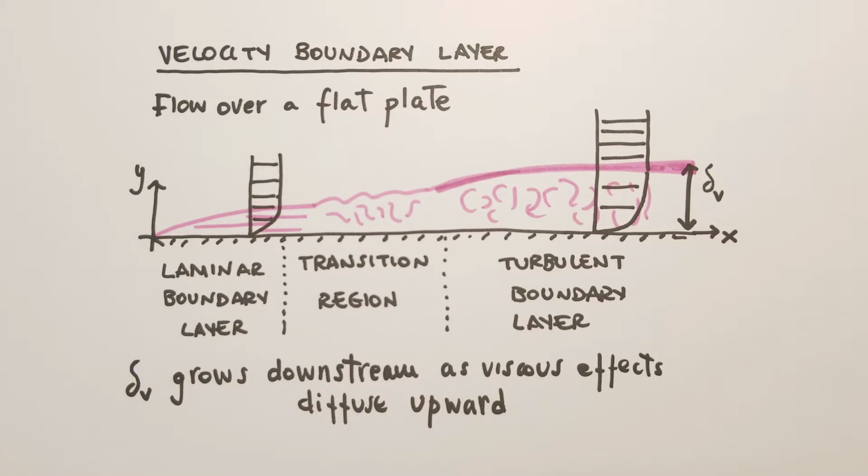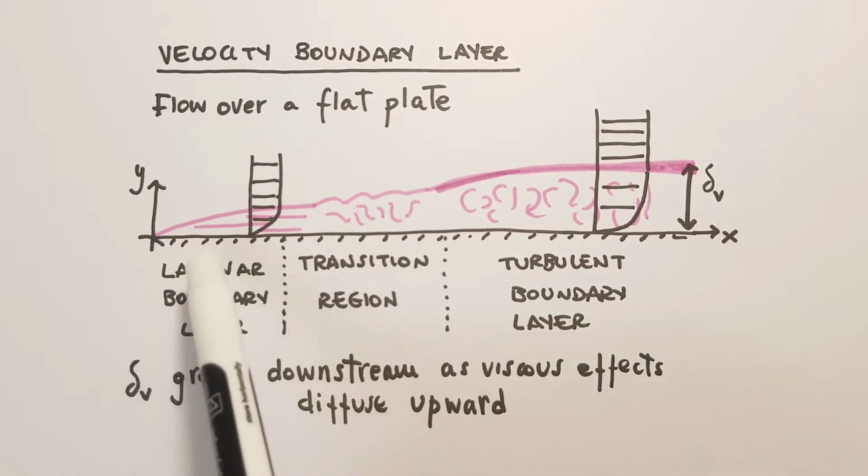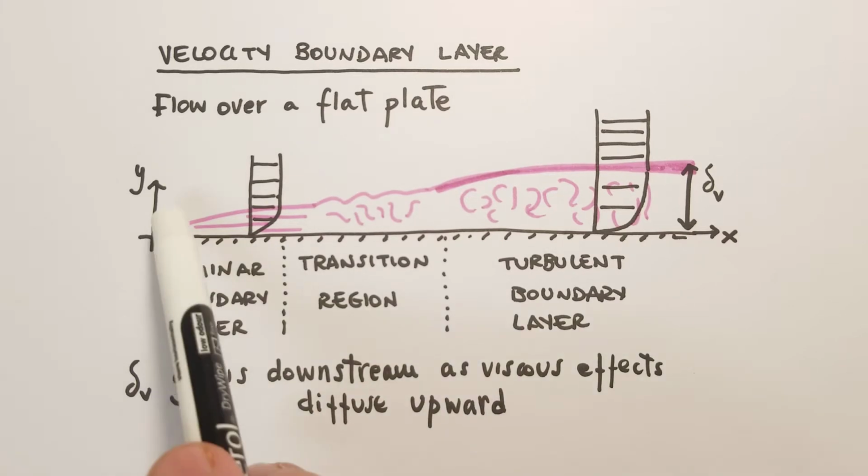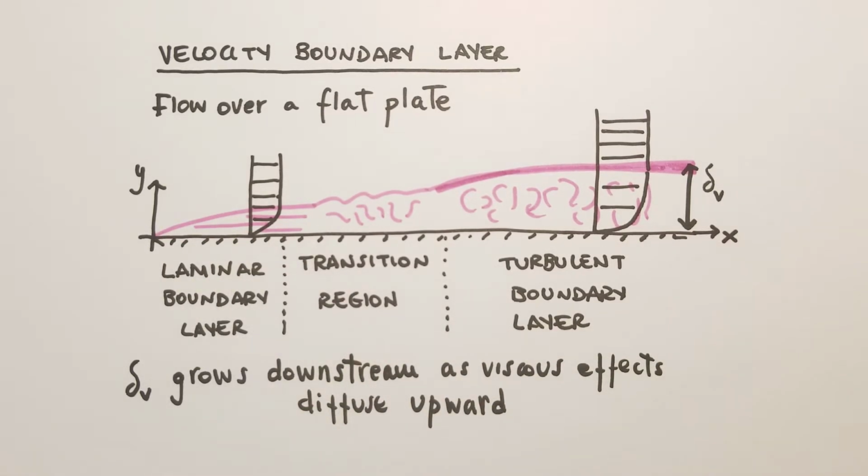In the proximity of the leading edge, we have a laminar boundary layer, so the particles of the fluid slide smoothly one on top of each other, and there is no bulk motion, there are no vortices, so the motion of the fluid is very regular.